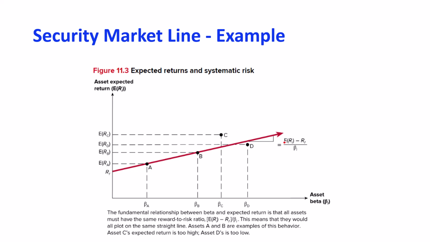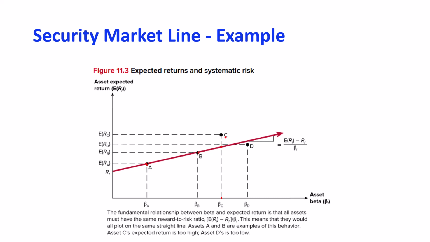So let's say we have this security market line, and we are in an equilibrium. Asset A and asset B are priced correctly, but you see some mispricing for C and D. In other words, for stock C, for a given level of systematic risk, the return should be here. But stock C is offering a higher return.